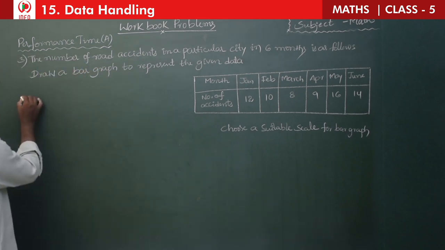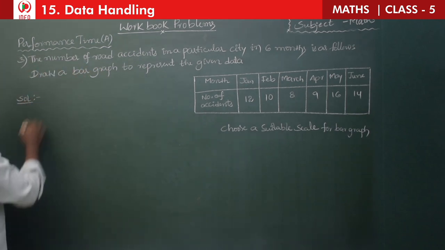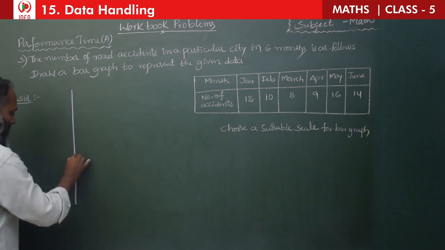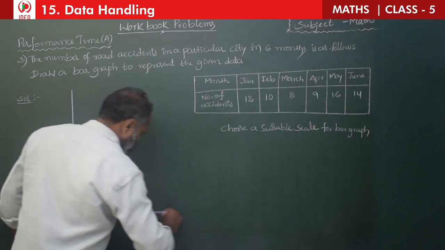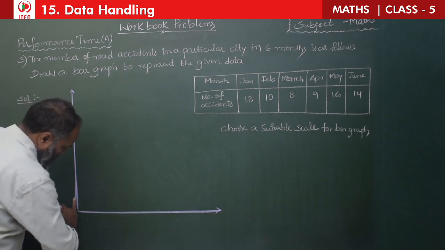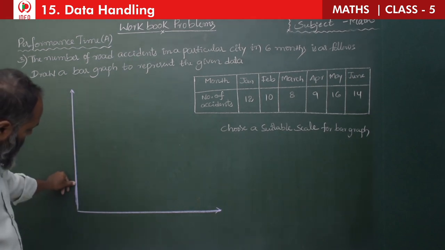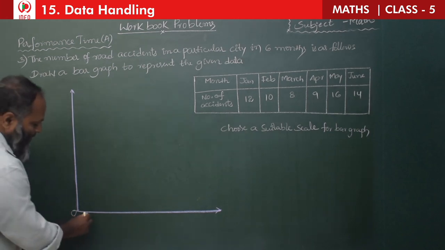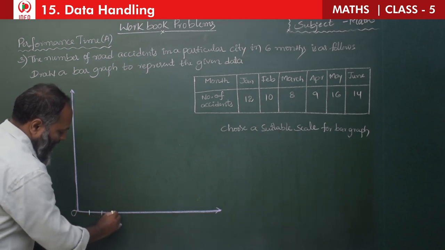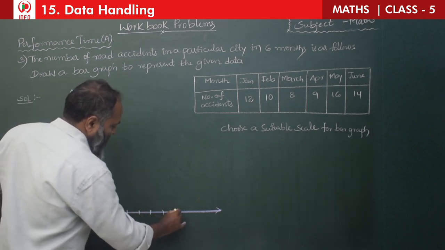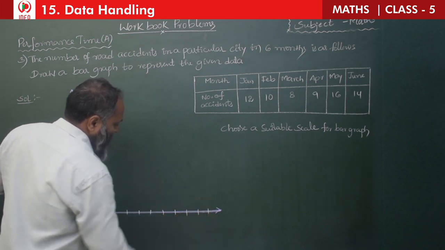So, then how to draw the bar graph? First we should draw a horizontal line and a vertical line. So, this is our vertical line, and the other is the horizontal line. Here is the intersection point, where the x axis and y axis intersect. Here we should take 0. First we should leave a centimeter, then this is the second, third, fourth, fifth, sixth, seventh, eighth, ninth, tenth, 11th, 12th.